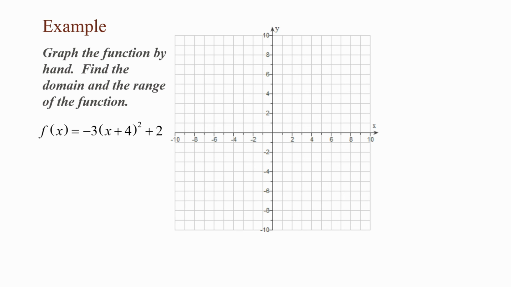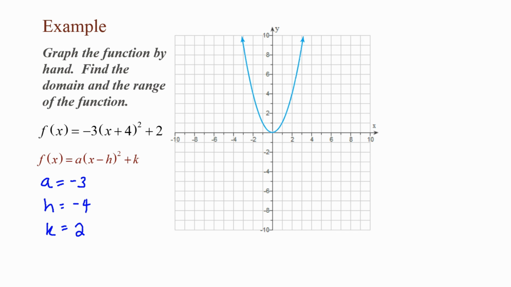In this example, graph the function by hand. Find the domain and range of the function. f of x equals negative 3 parenthesis x plus 4 squared plus 2. Comparing it to the formula for our parabola, my a is negative 3, my h is negative 4, and my k is 2. Start with my graph of y equals x squared.